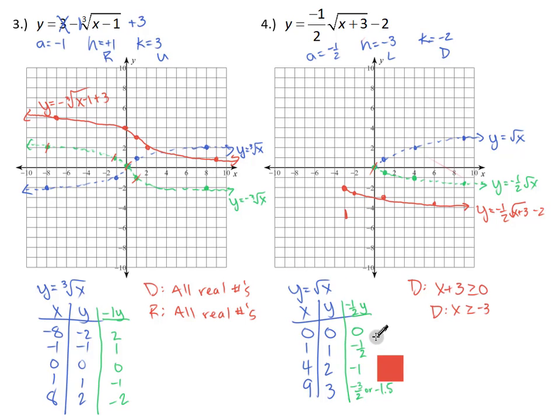For the range, we can see this on the graph, that it looks like we're only going to continue down from a highest point of -2. So my y values are all going to have to be less than or equal to, meaning below, -2.